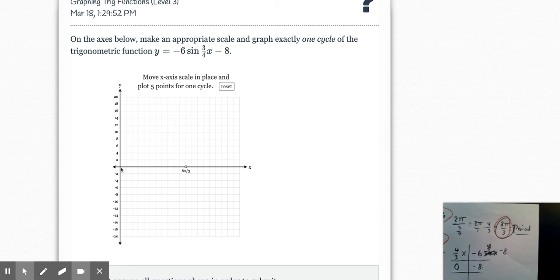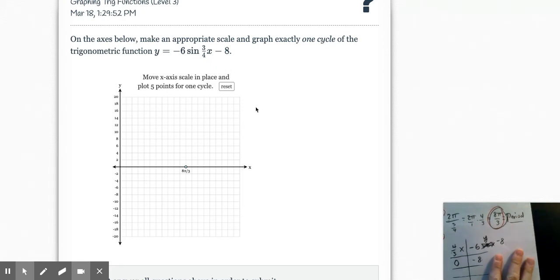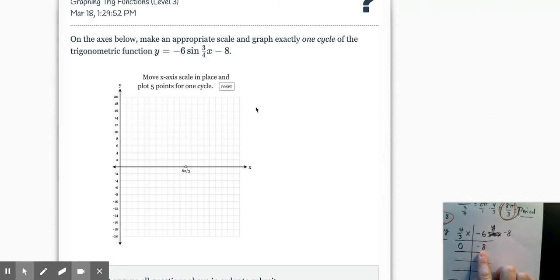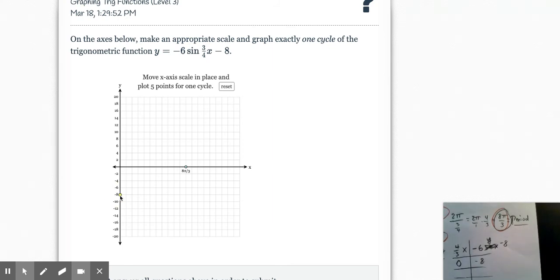Okay, and now your task is to plot 5 points for one cycle. Well, the first point is going to start at 0, but if you go back to our table and knowing what we know about the midline, it's actually going to start at negative 8. And so it will start here. Okay, so this is the first plot.